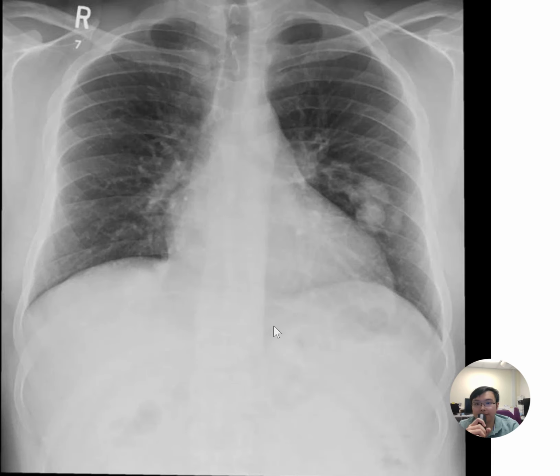So let's take a look at this frontal chest radiograph of a young patient. We can see that there is a lobulated lung mass projected over the left middle to lower lung zone. There is no other lung lesion, no pleural effusion seen. So let's take a look at how we can further characterize this lesion.